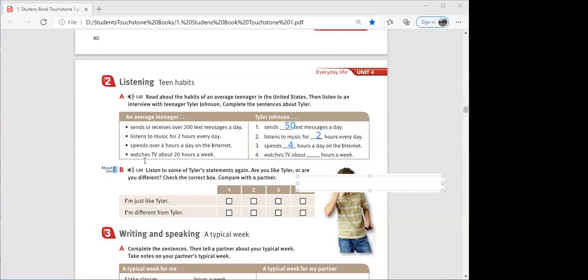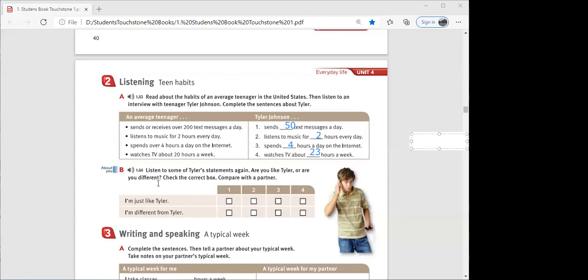On average, a teenager watches TV about 20 hours a week. Tyler watches TV about 23. 23, not 3. Ese 3 se oye muy feo. 23.